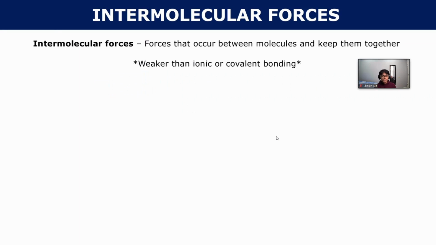Let's start by defining intermolecular forces. These are forces that occur between molecules and keep them together. While you might have things like ionic and covalent bonding within the molecules themselves, keeping the atoms together, you're going to have intermolecular forces that keep the molecules together. These intermolecular forces tend to be weaker than ionic or covalent bonding, but again, they are everywhere and they're constant. So that constant weak force is what's keeping everything together.